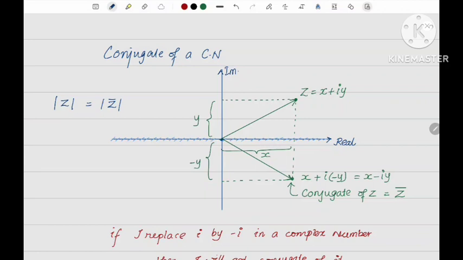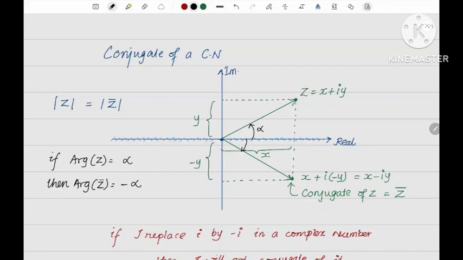And what is important about the argument? What is the argument of z? Let us say this is alpha. So what will be the argument of the conjugate, that is z bar? It will be, of course, this angle, but in the clockwise direction, right? So if the argument of z is alpha, then what is the argument of z bar? It will be minus alpha.